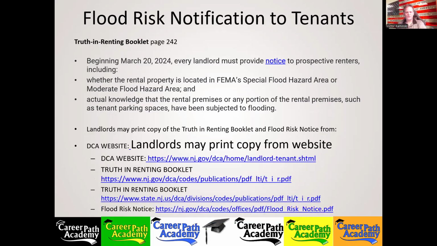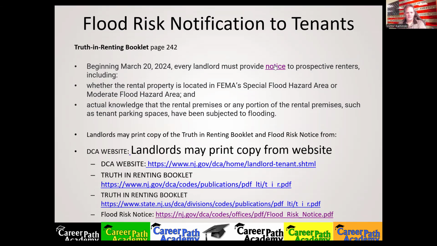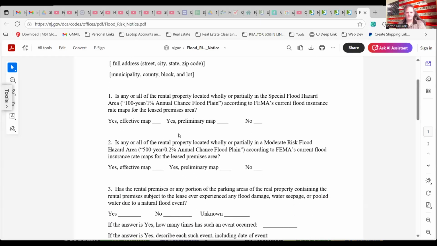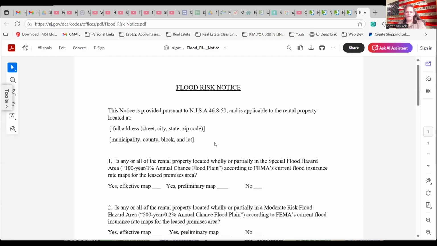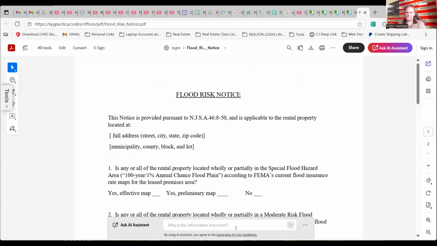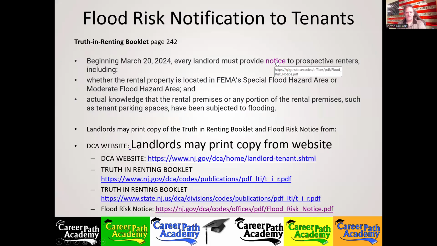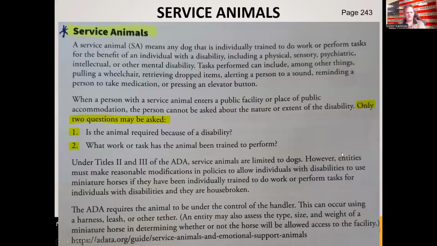Let me just make sure all these other links are working right for us now too. So this one, let's click on the notice, see if that works. It does. It takes us to this risk notice. There are two books, Truth in Renting, which means two links, English and Spanish. Okay. And the flood risk notice. Yep, that's the notice, that link is working right there.